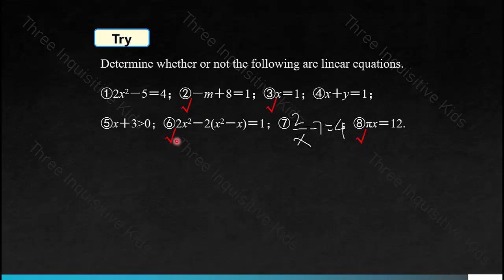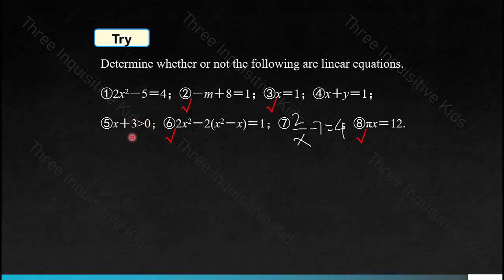Let's look at each of these. So the first one does not work because remember, its index is 2. The index of the variable has to be 1. Here it is a linear equation because it meets all of the conditions and the definition. This is also a linear equation. x plus y is equal to 1 is not a linear equation because it contains two variables. Number 5 is not because it does not have an equal sign.